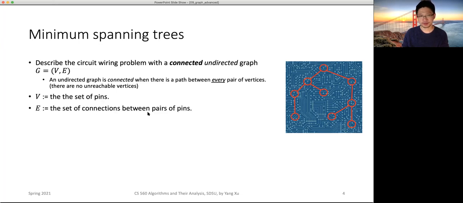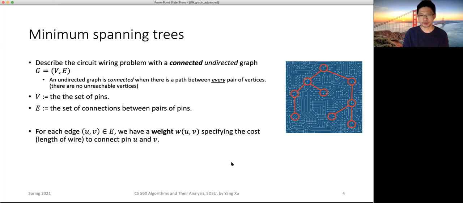And V is a set of pins, right? And E is a set of connections or wires between pairs of pins, okay? So now we are talking about the length of the wire, so we will need to use some function. Let's review some basic graph notations from the first day of the graph algorithms. We introduced the weight function W, which is defined on the edge from u to v, where u and v are two vertices in the graph. This function will return some number, which is the weight of that edge. And in this particular example, the weight means the length of the wire connecting two vertices or pins, okay?